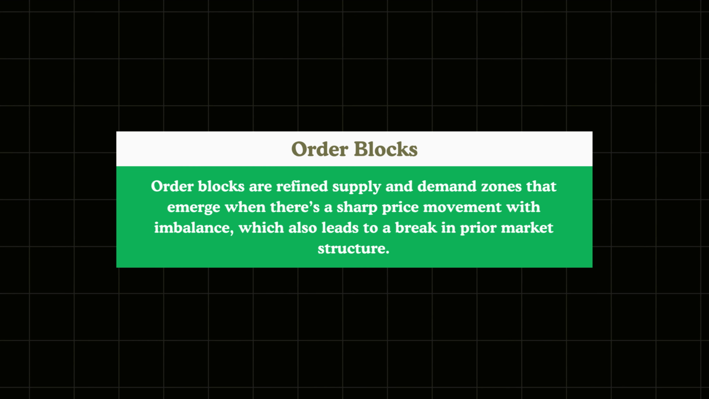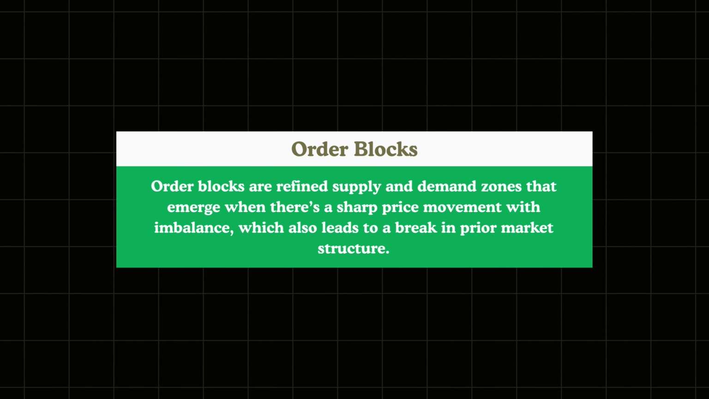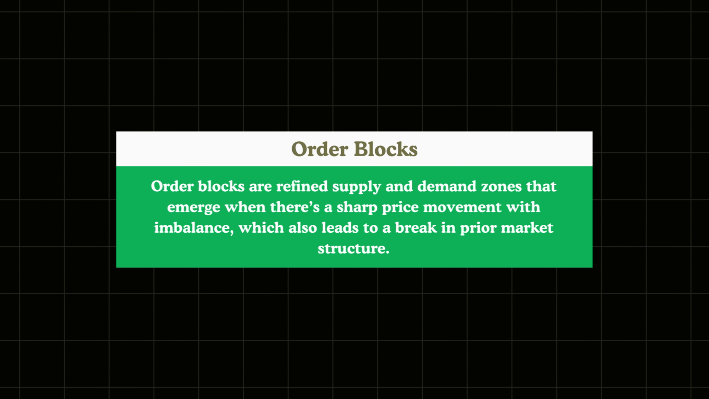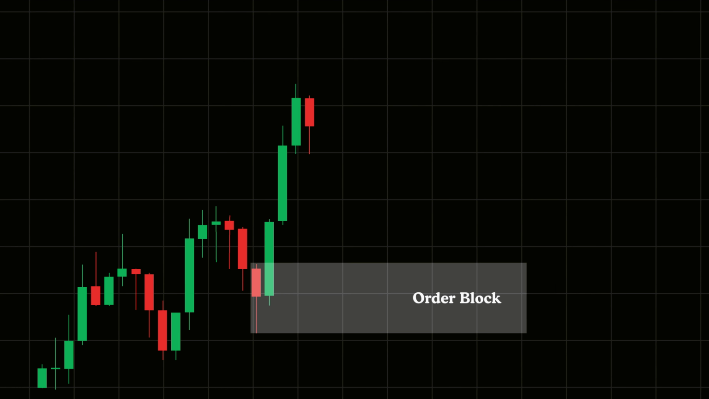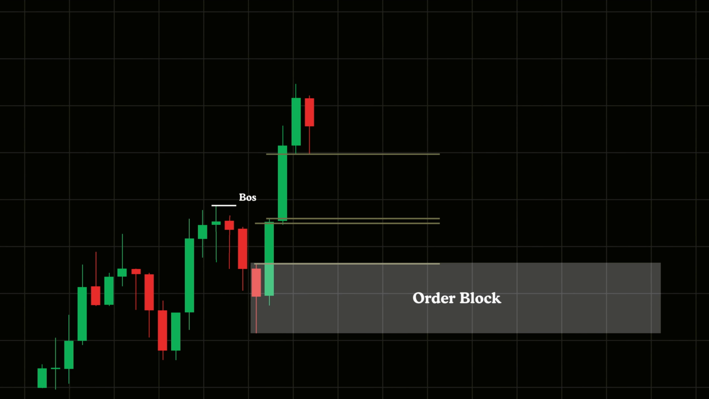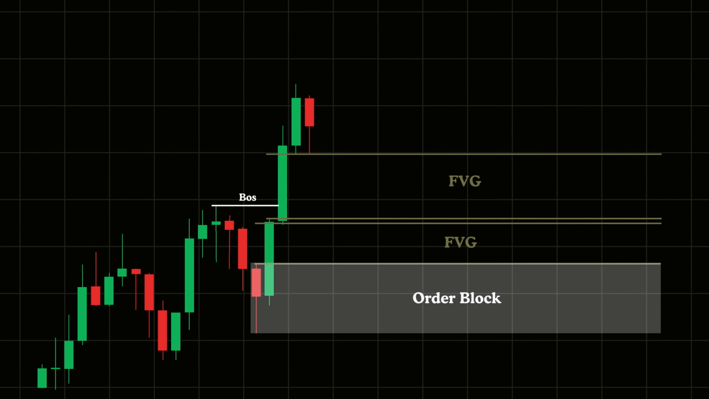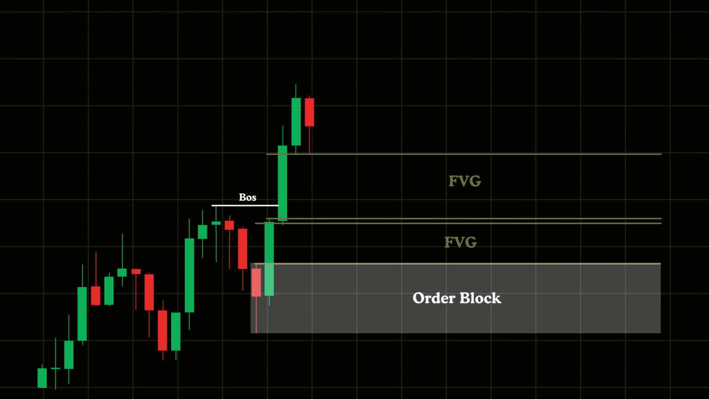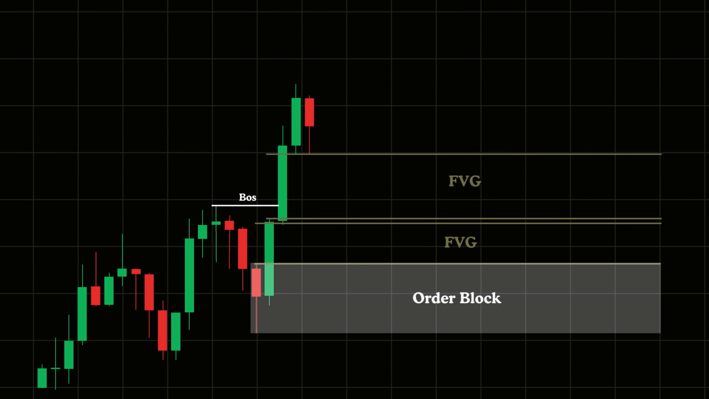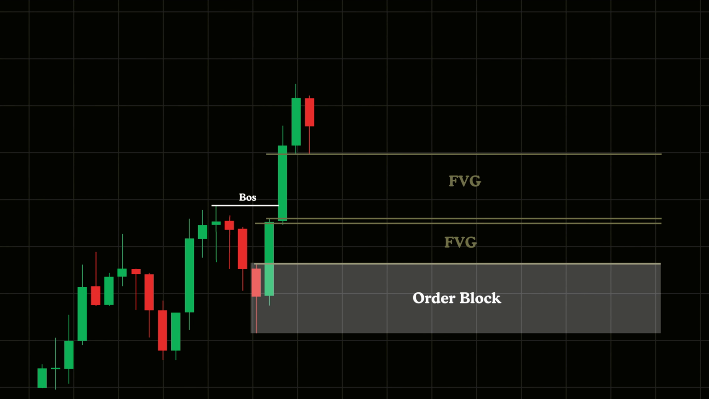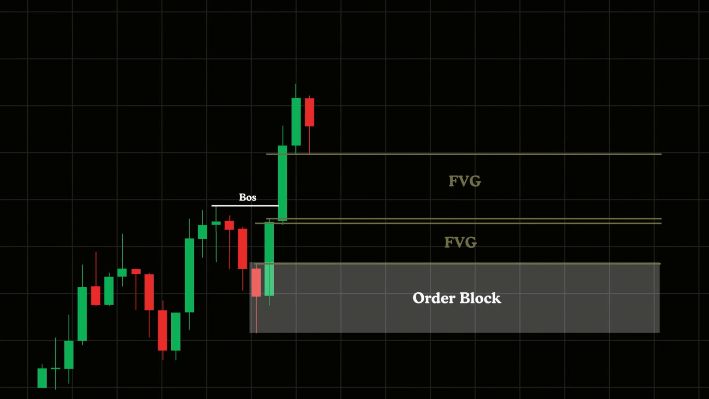Order blocks are refined supply and demand zones that emerge when there's a sharp price movement with imbalance, which also leads to a break in prior market structure. Typically, we mark the final candle that generated the fair value gap as our order block, under the belief that this is where significant decisions were made. This setup is straightforward yet powerful. In this strategy, we apply a standard order block entry, but only when it aligns with key market conditions.